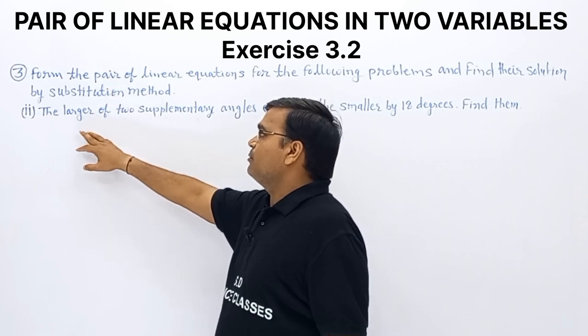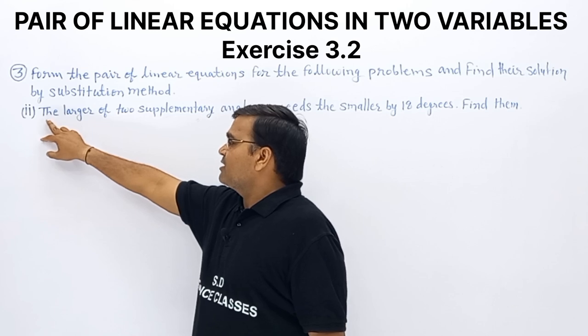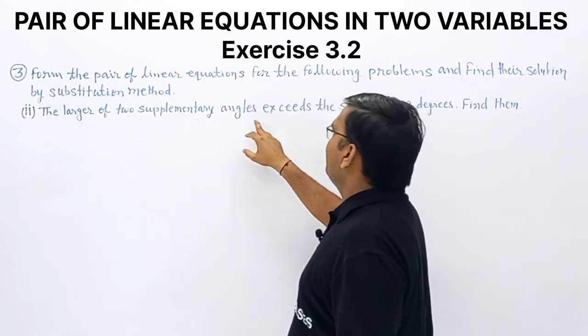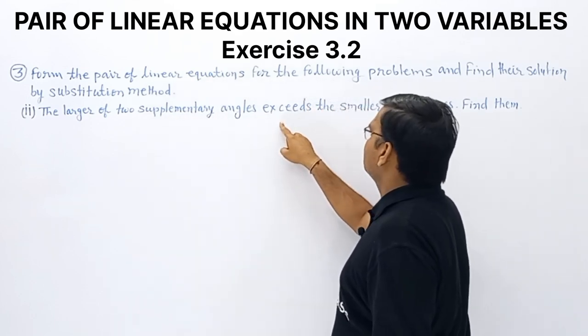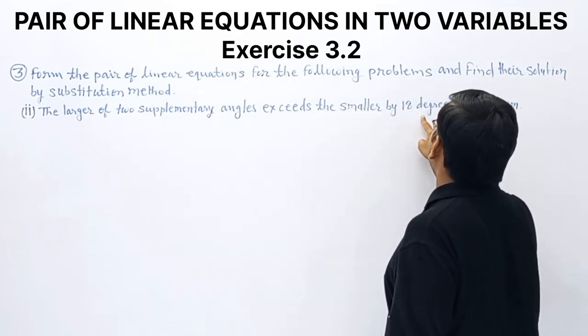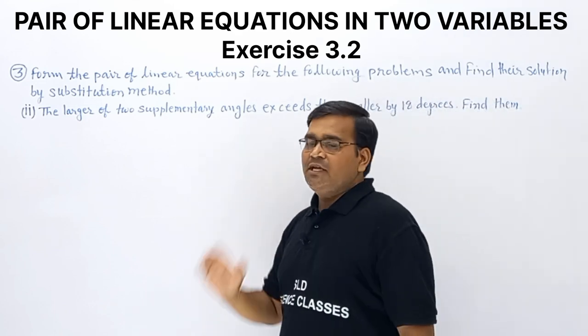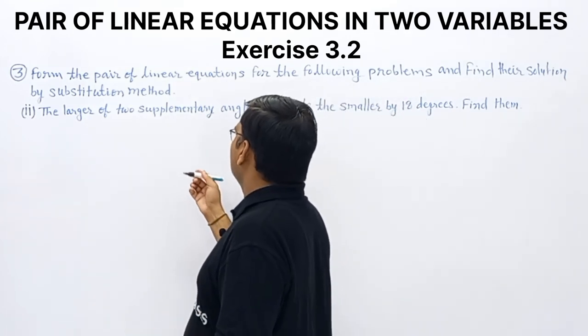So some questions we are having. We completed question number 1. Now in this class we will discuss question number 2. What about this question? The larger of two supplementary angles exceeds the smaller by 18 degree. Find them. So in this situation, one thing is very important.